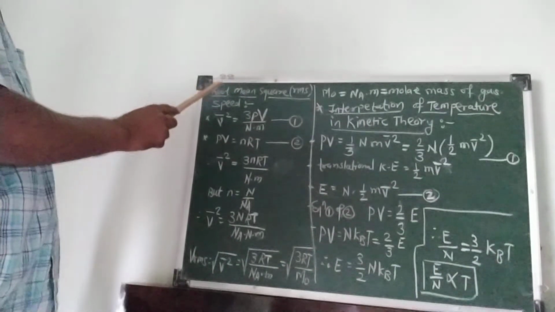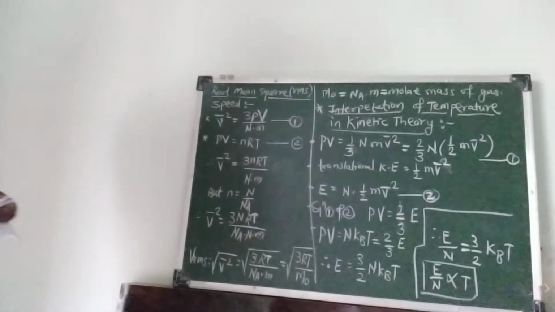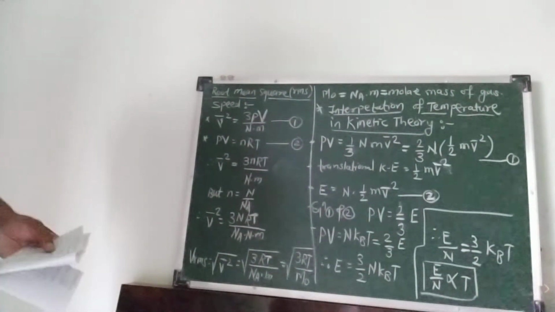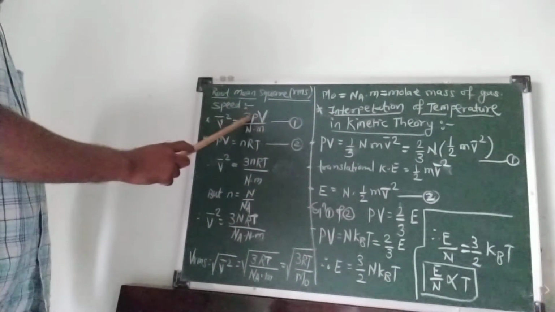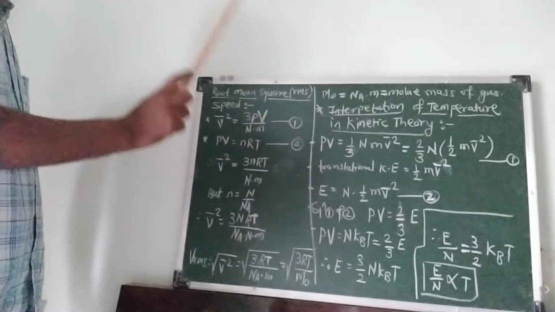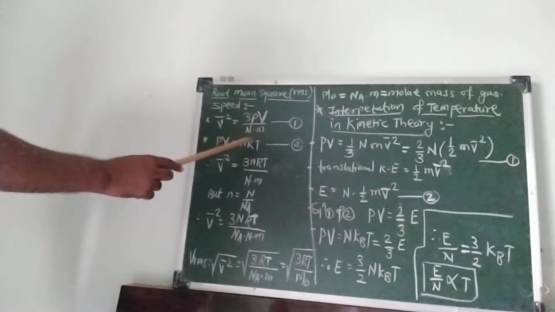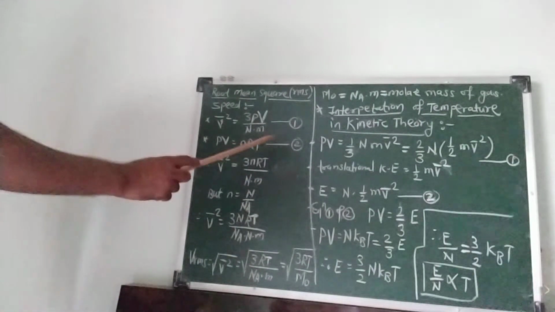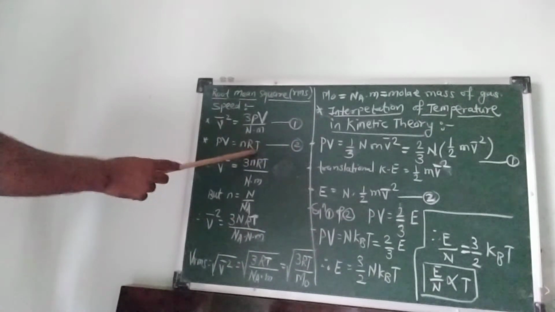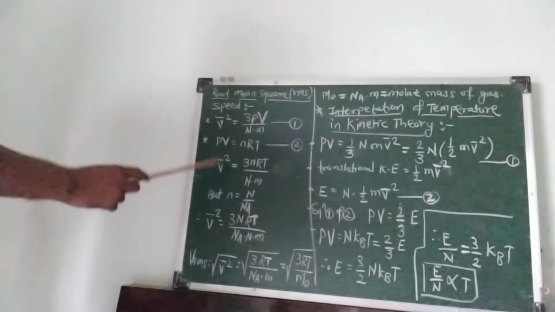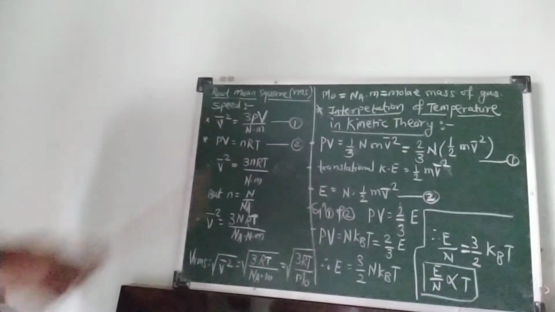The next point, root mean square, that is RMS speed. The mean square speed of a molecule of a gas, V bar squared, is equal to 3PV upon N into m. This is equation number 1. But from the ideal gas equation, PV is equal to nRT. This is equation number 2. Then substitute equation 2 in 1. Therefore, V bar squared is equal to 3nRT upon N into m.